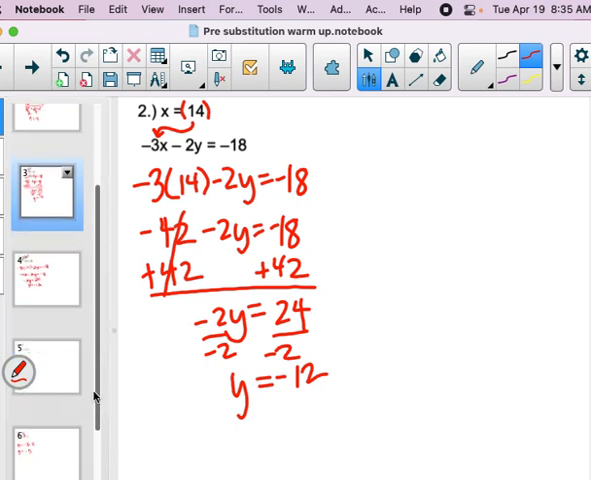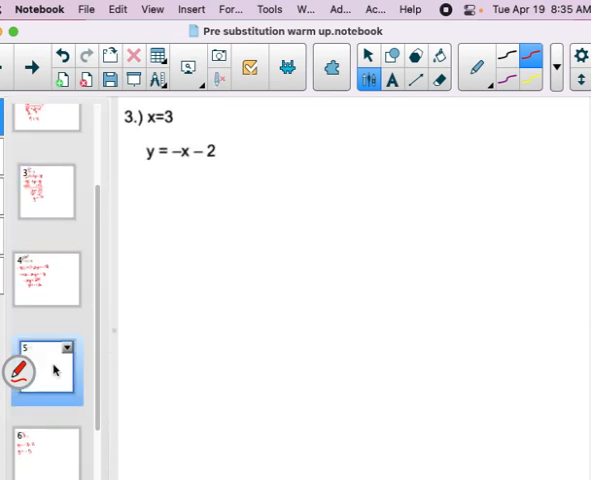On the third example here, we have x equals 3. I'm going to take this 3, I'm going to plug it in for x. What we need to be careful of here is that we keep that negative in front of x. So when we rewrite this, we're going to have negative, and then when you plug the 3 in for the x, it turns into negative 3, and then negative 3 minus negative 2. Very quickly, you get your answer is negative 5.